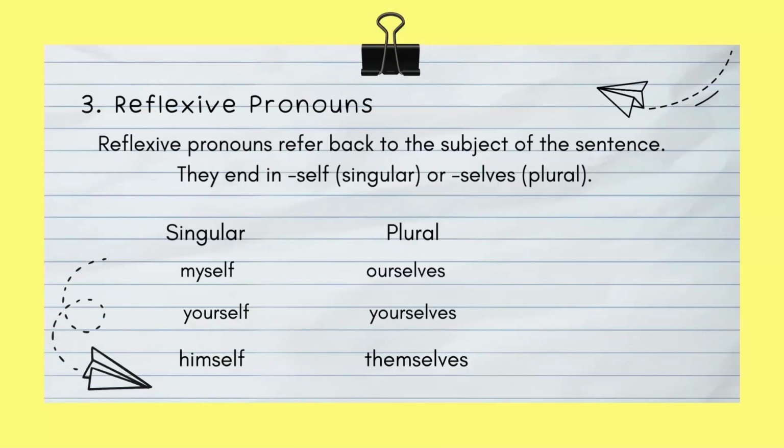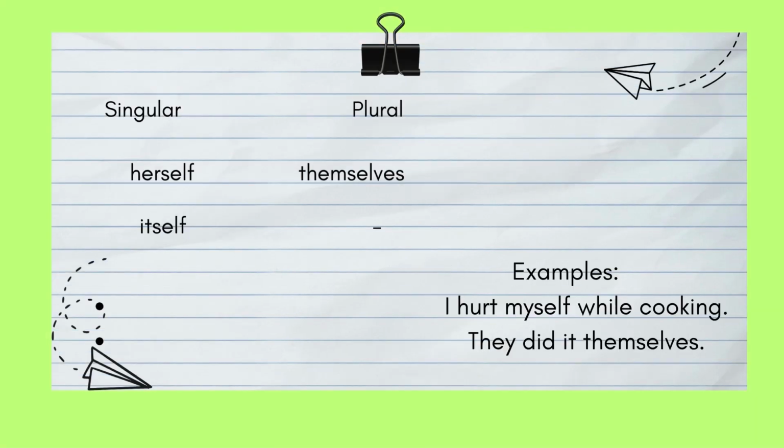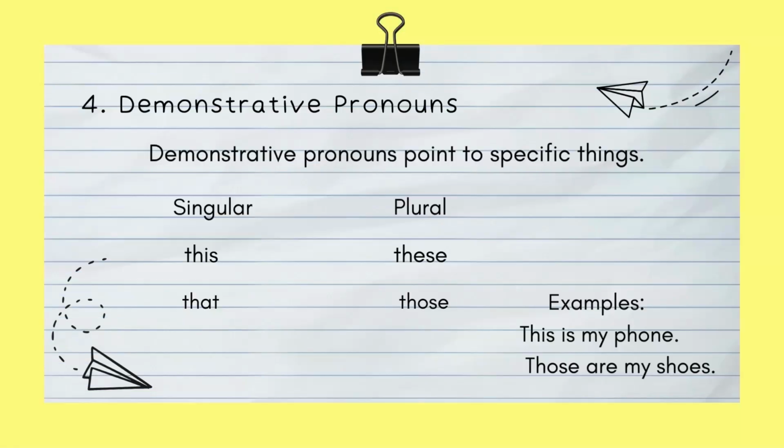3. Reflexive pronouns. Reflexive pronouns refer back to the subject of the sentence. They end in self, singular, or selves, plural. Singular, plural, myself, ourselves, yourself, yourselves, himself, themselves, herself, themselves, itself. Examples. I hurt myself while cooking. They did it themselves.